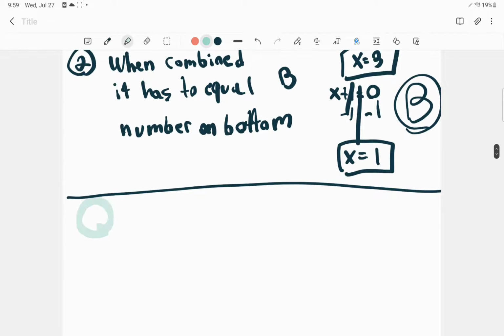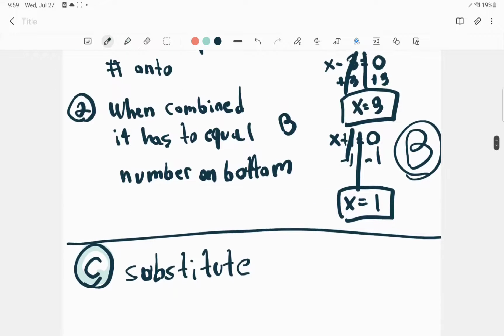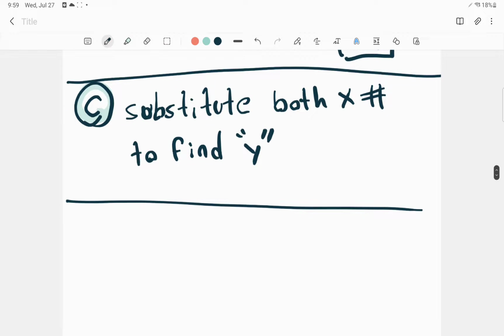Now I'm going to put C. This is C. So, substitute. I'm still writing here just so you guys know what's going on. Substitute both x numbers to find y. What did I put, F? It's because I was thinking of find y. All right, that's the answer for C. Okay, what comes next? D.